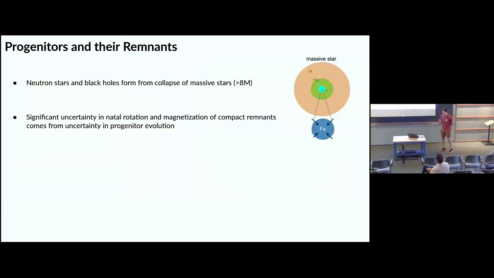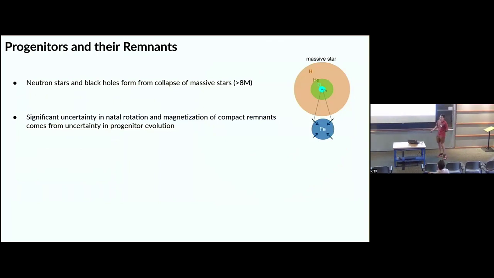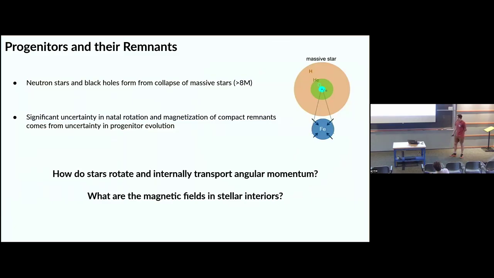Okay, so this is related to some of the themes in this conference because basically neutron stars and black holes form from the collapse of massive stars. And significant uncertainty in the initial rotation and magnetization of these objects, which kind of powers their evolution for the rest of their lives, comes from the uncertainty in the progenitor evolution. And the basic questions that I try to answer are: how do stars rotate and internally transport angular momentum? And what are the typical magnetic field strengths, geometry, and topology in stellar interiors?